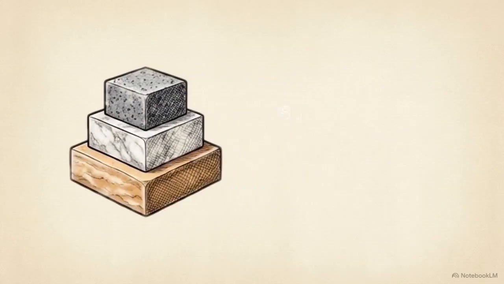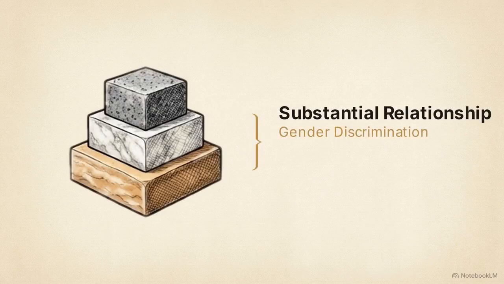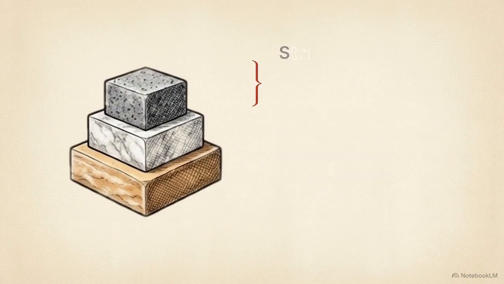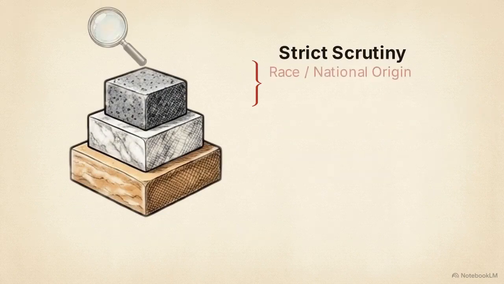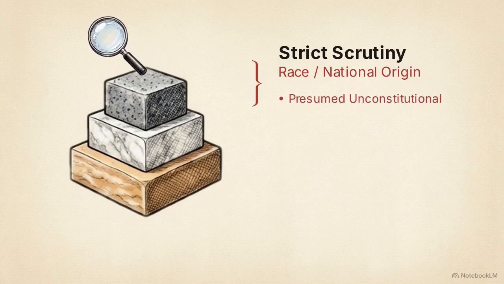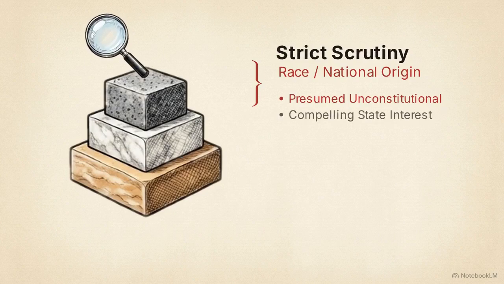The middle tier, substantial relationship, applies to gender discrimination. It requires the law to serve an important government purpose and maintain a close connection to that goal. The highest tier is strict scrutiny. This is triggered by laws targeting race or national origin. The court presumes these laws are unconstitutional unless the state proves they serve a very important, compelling interest.